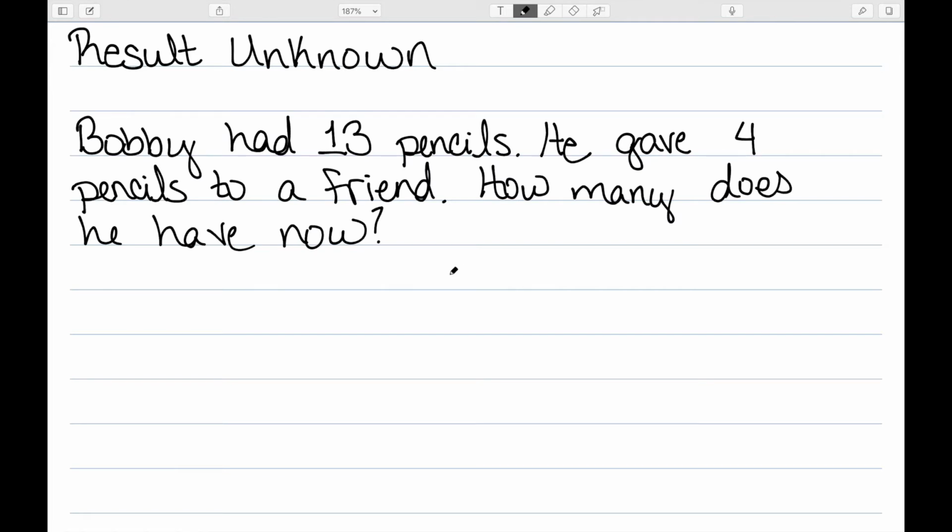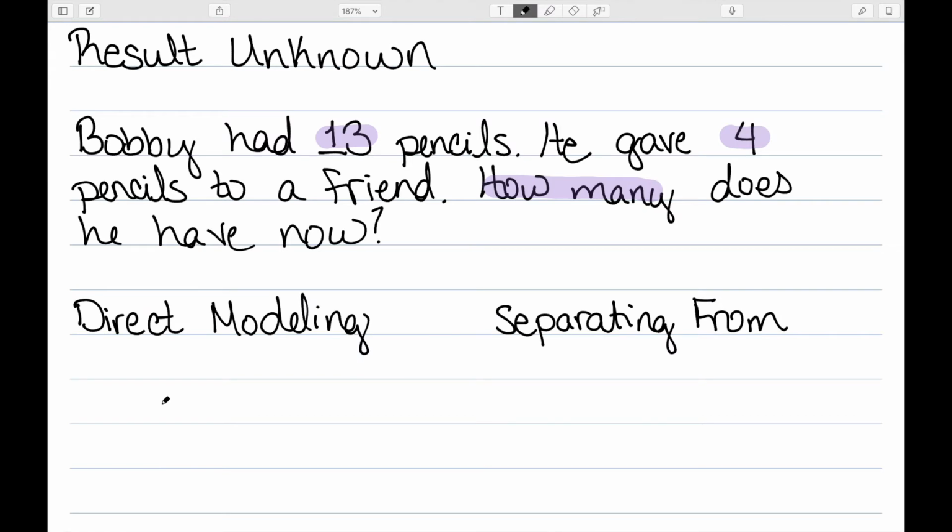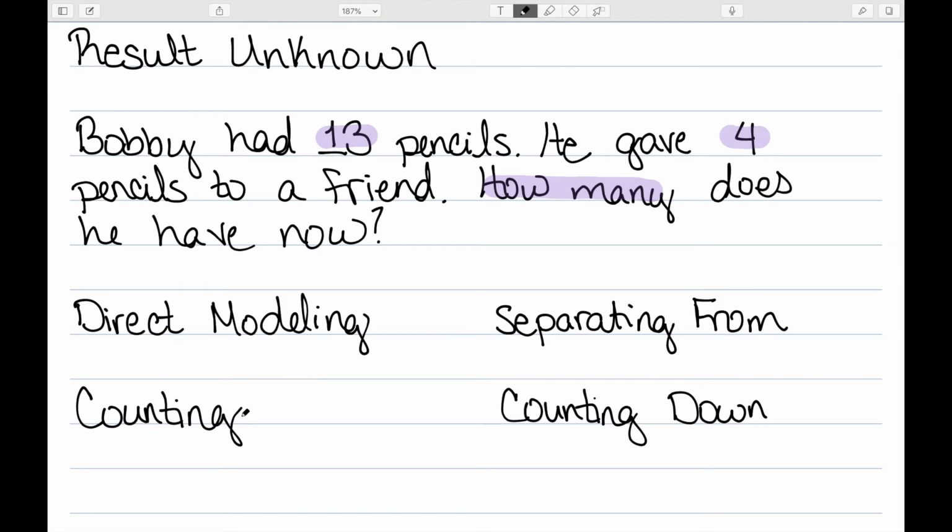As an example, Bobby had 13 pencils. He gave 4 pencils to a friend. How many does he have now? So we have our initial condition, an amount that we changed by, and then the result is not known. The most common type of direct modeling strategy is separating from, so we would start with 13 objects and remove 4 and count how many are left. The most common type of counting strategy is counting down. We start at 13 and count backwards by 4.